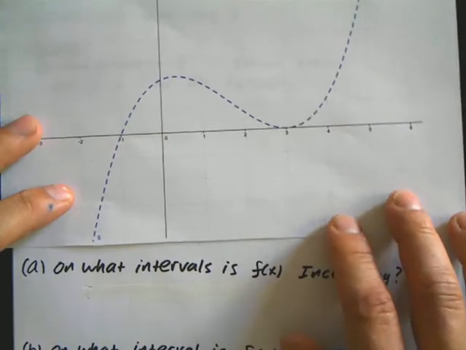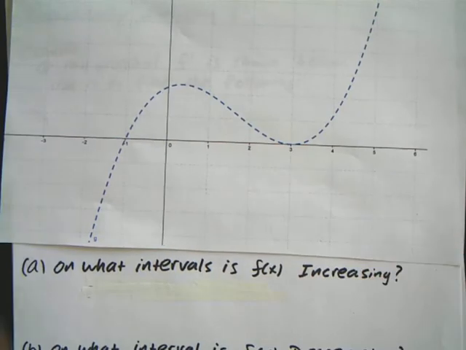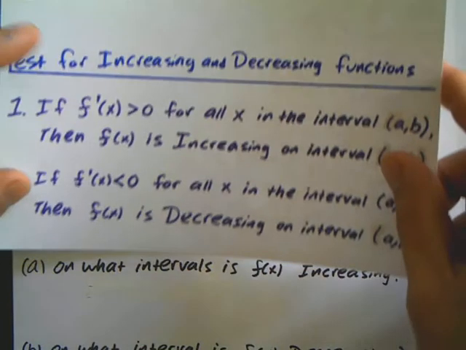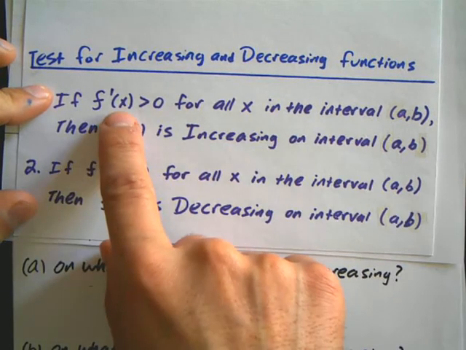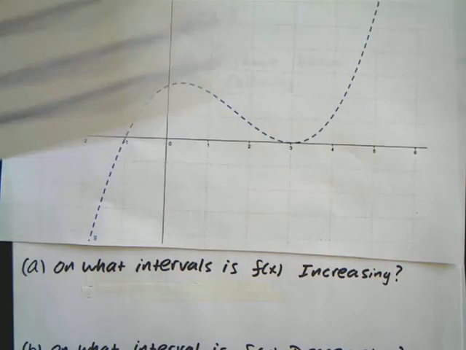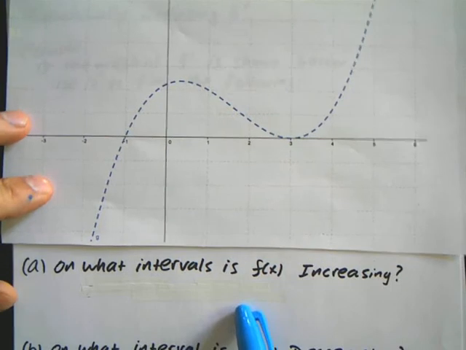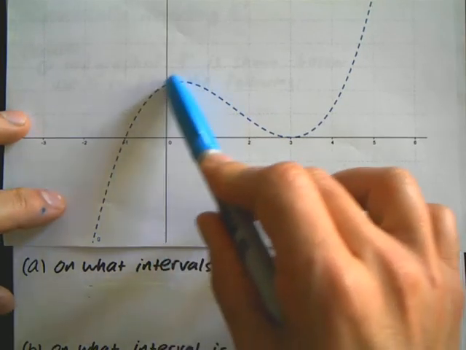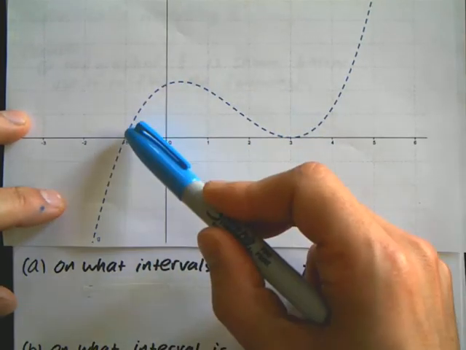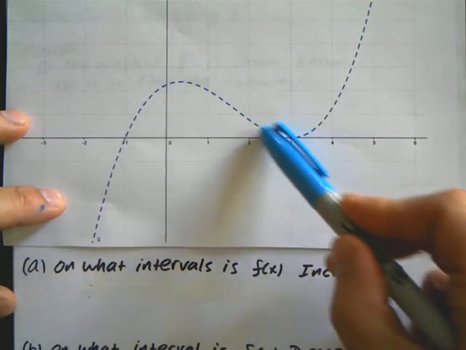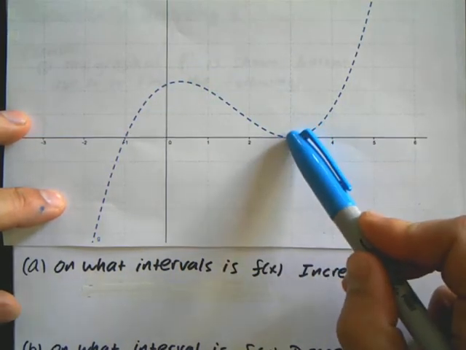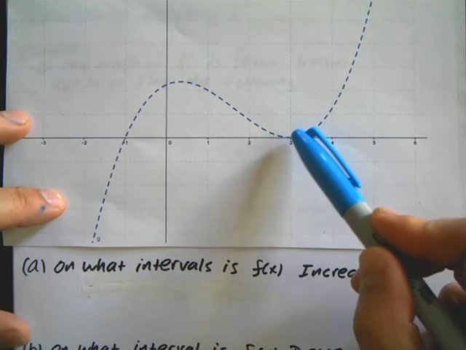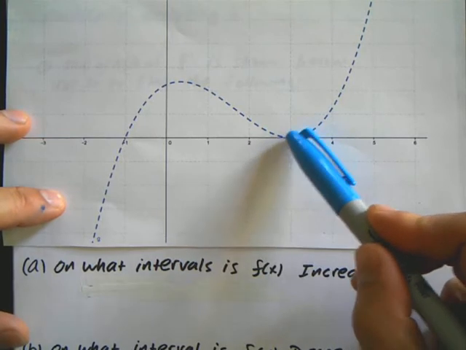Part A is asking on what intervals is it increasing. And we have to just rely upon the definition. In order for a function to increase, the derivative has to be positive. So I'm looking for aspects of this graph where it's positive, meaning it's above the x-axis. So it's positive from -1 until 3. At 3 it's going to equal 0, and 0 is neither positive nor negative. So I have to skip over 3, and then from 3 to infinity.